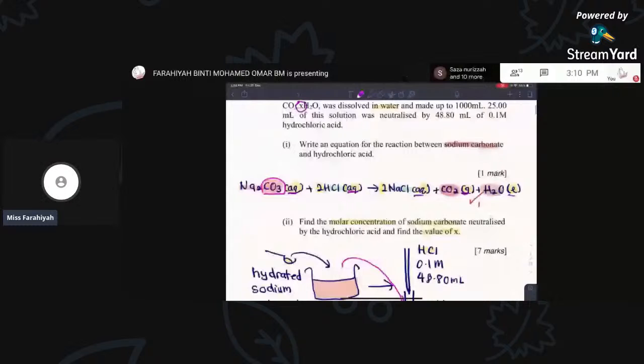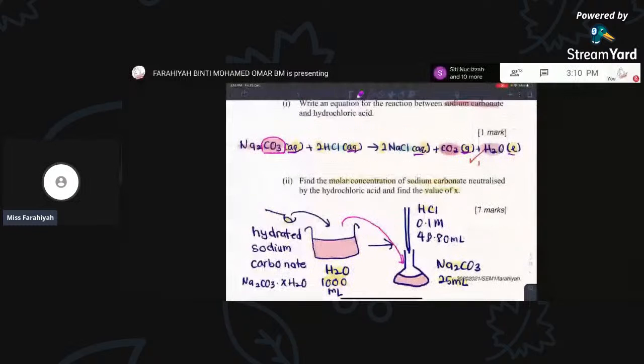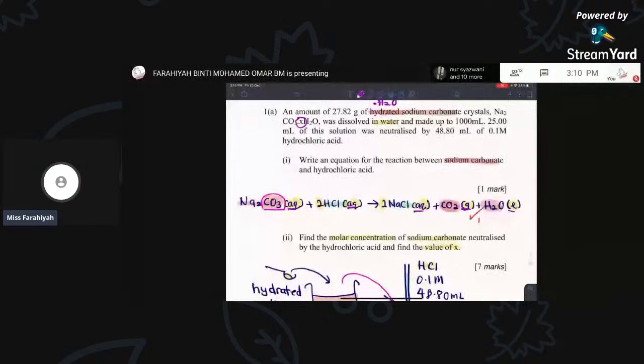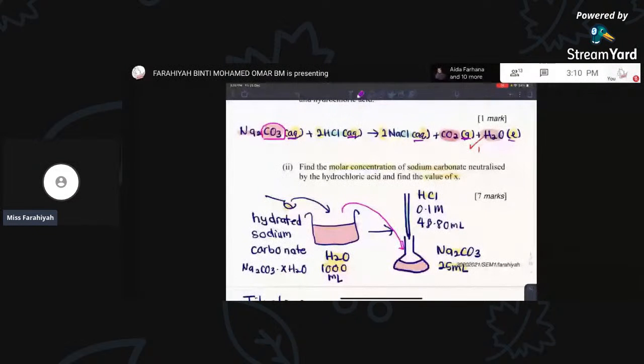Okay, and then next dia minta molar concentration of sodium carbonate. Okay, so nak kira molar concentration of sodium carbonate ni, first of all, you kena faham lah dulu soalan. Soalan ni dia cakap awal-awal 27.82 gram. Okay, di sini hydrated you dissolve in 100 ml of water. So daripada 100 plus 1,000. And then lepas tu daripada 1,000 ni you ambil 25 ml masuk dalam conical flask and react with hydrochloric acid. Okay. And lepas tu, yang sebelum dissolve ni nama dia adalah hydrated. Lepas dah dissolve dia cuma biasa je lah sodium carbonate.